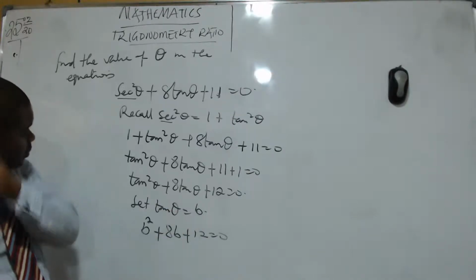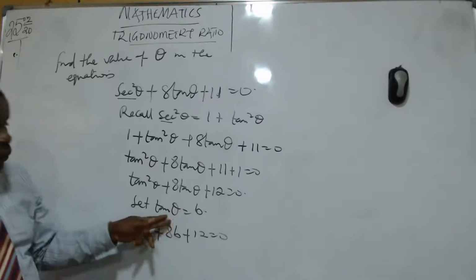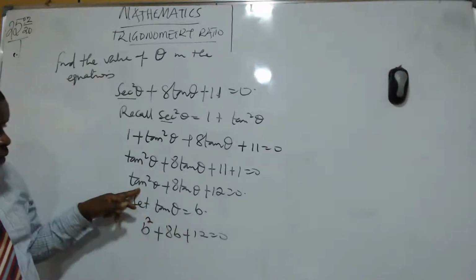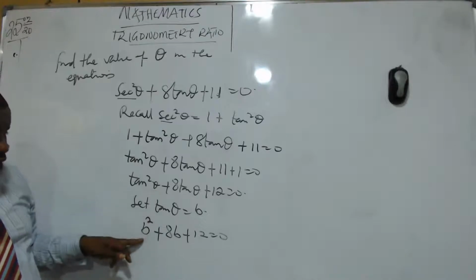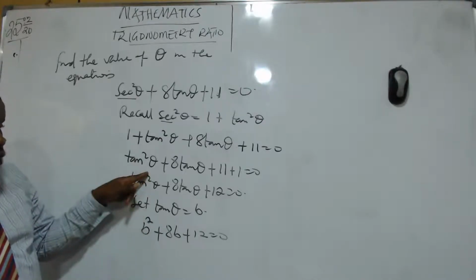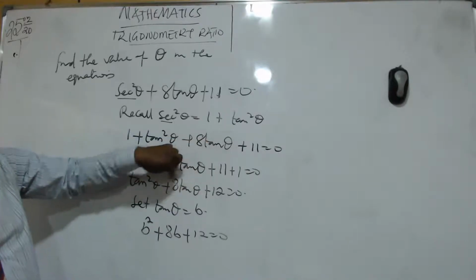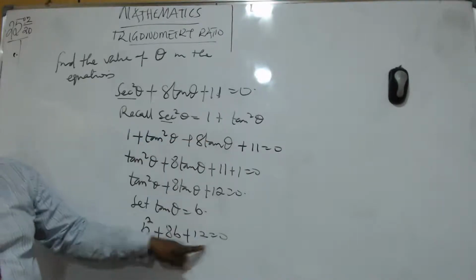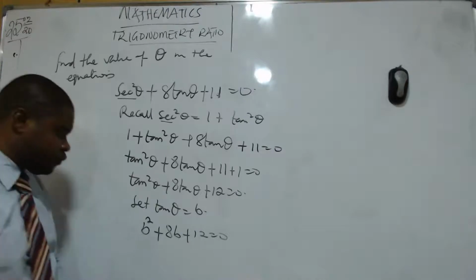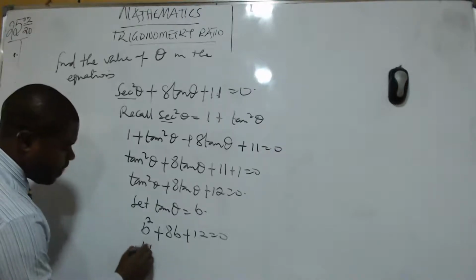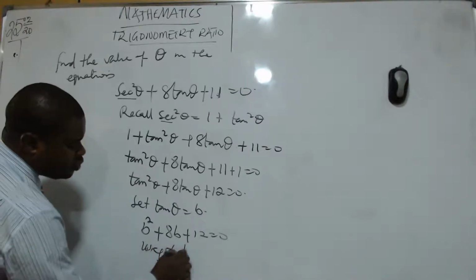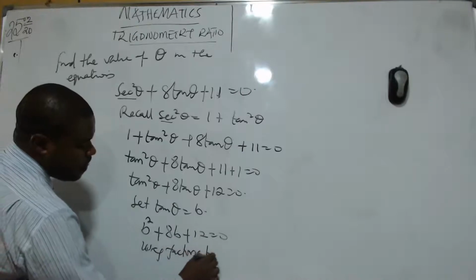Let tan theta be b. Everywhere I have tan theta, I put b. So here I have tan squared theta, so now I have b squared, because of the square here. 8 tan theta, tan is b, so 8 times b, we have 8b, then plus this equals 0. So now solve, using the factorization method.